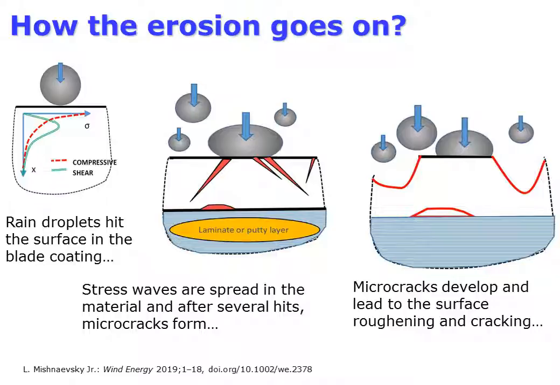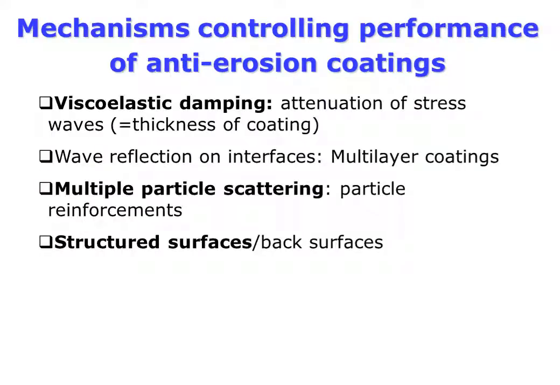After several million such hits, a first microscopic crack is formed. The microcracks start to grow, also due to moisture and further rain droplet impacts. The microcracks develop, interact, and small parts of material are chipped off. The surface of the blade becomes rough, and the aerodynamic properties of the blade are changed. The energy generation is reduced.